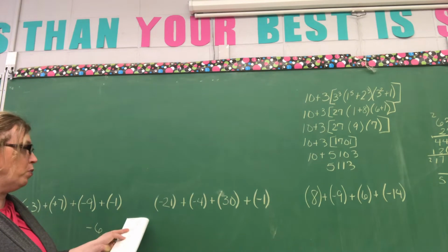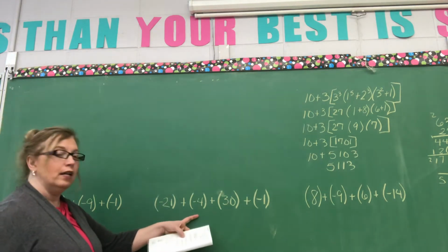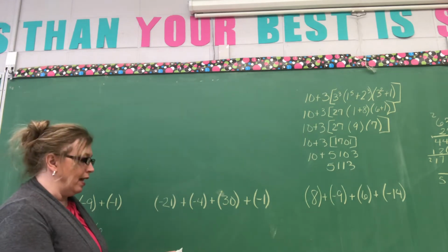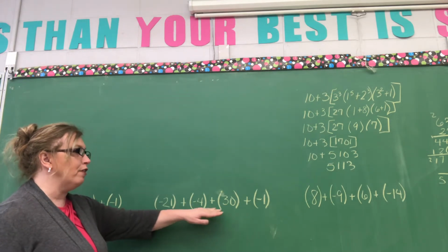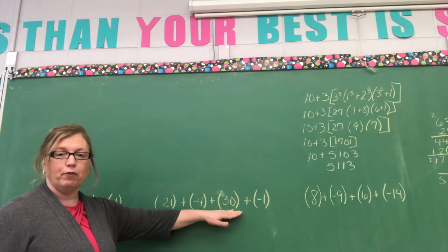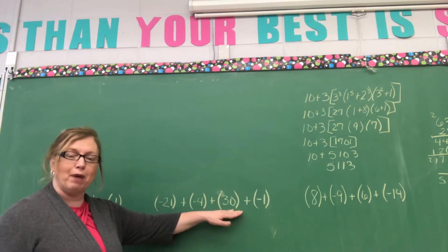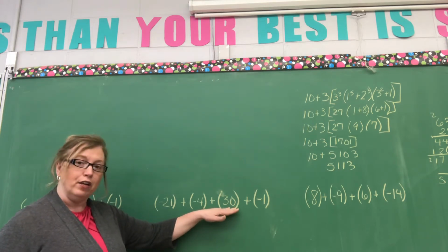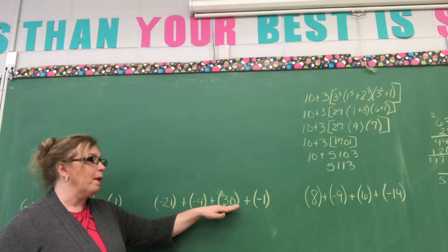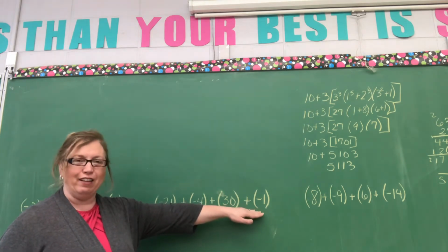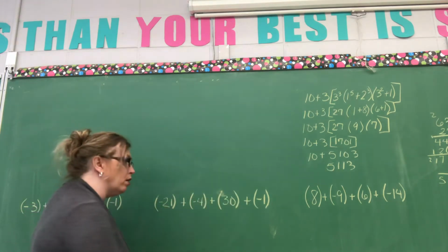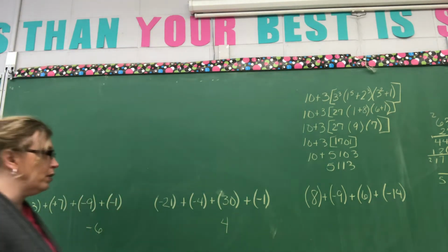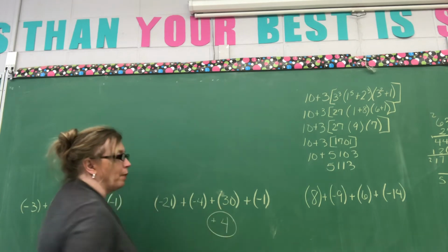Negative 21 plus negative 4, since the signs are the same, we just add them, we have negative 25. Now we have negative 25 plus a positive 30. 30 minus 25 is 5. Take the sign of the bigger number, which is positive, so our answer is positive 5. Positive 5 plus a negative 1. 5 minus 1 is 4. Take the sign of the greater absolute value, and so it is a positive 4.